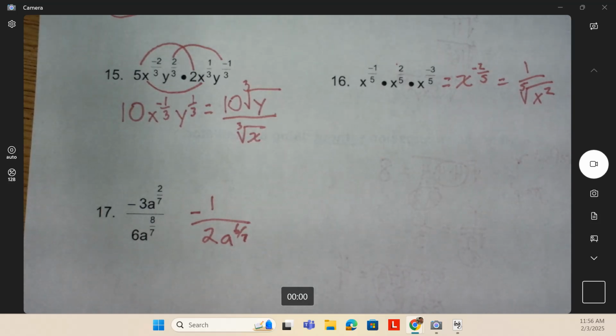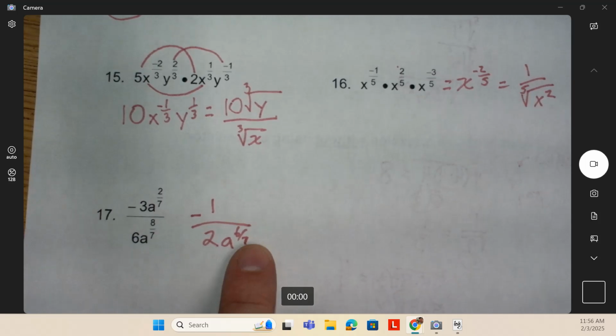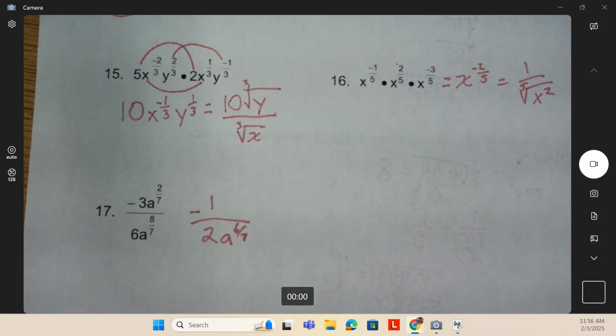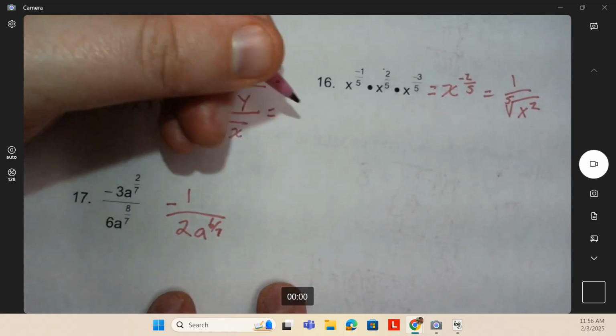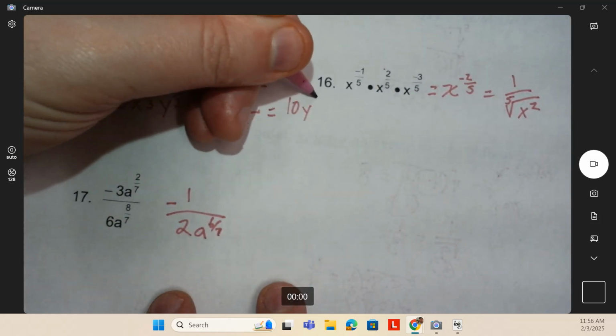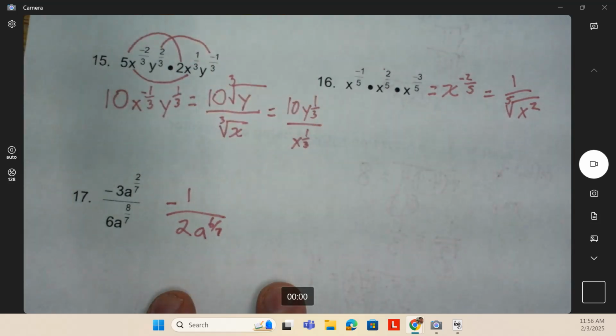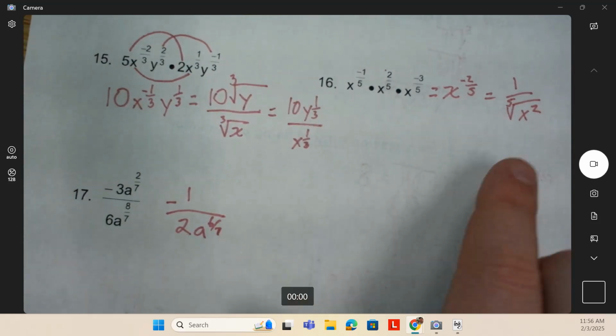And on all of these, you can leave that as a fraction. These as well. Actually, might call it a little more simplified if you just leave that as a fraction. So call that 10 y to the 1/3 over x to the 1/3. It gives you a little bit more simplified, and the same thing with this one here.